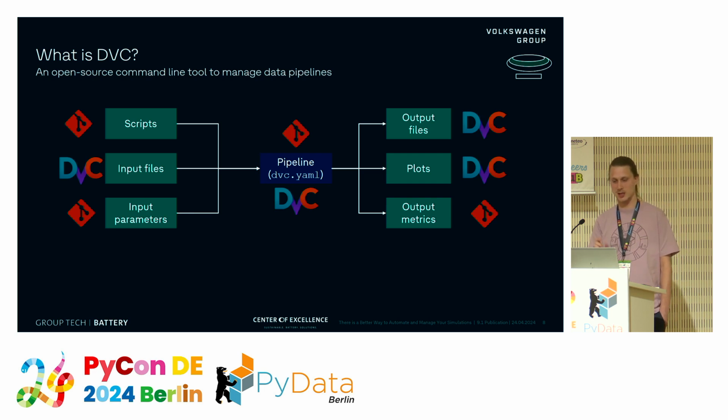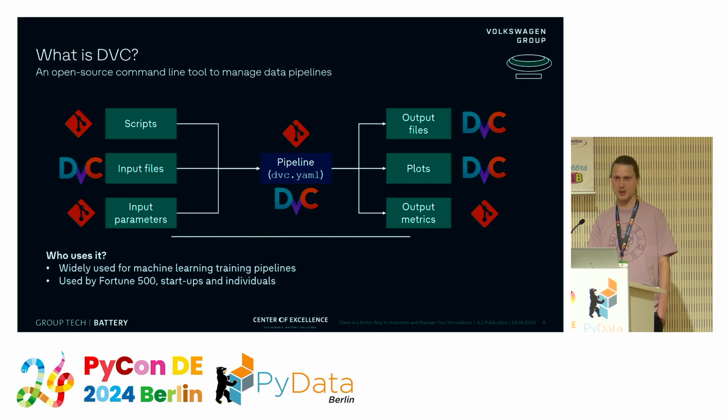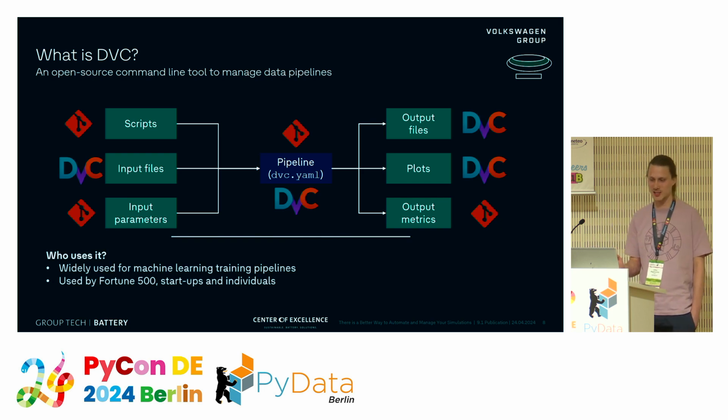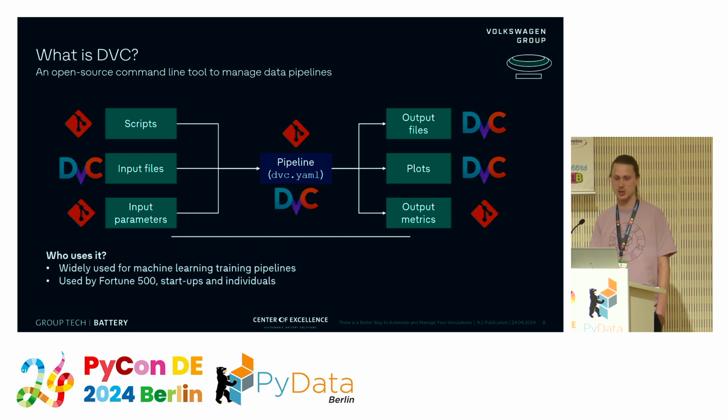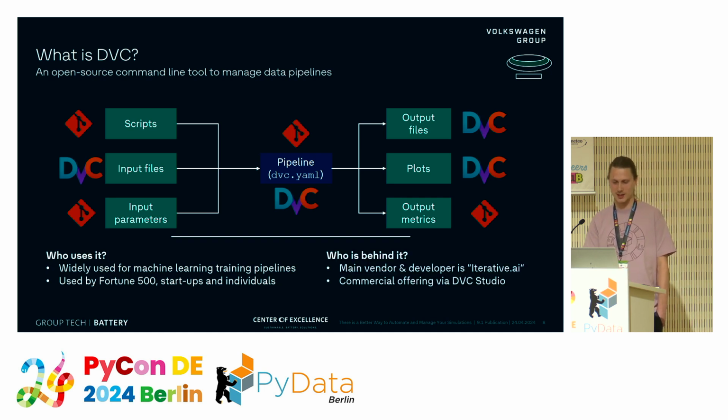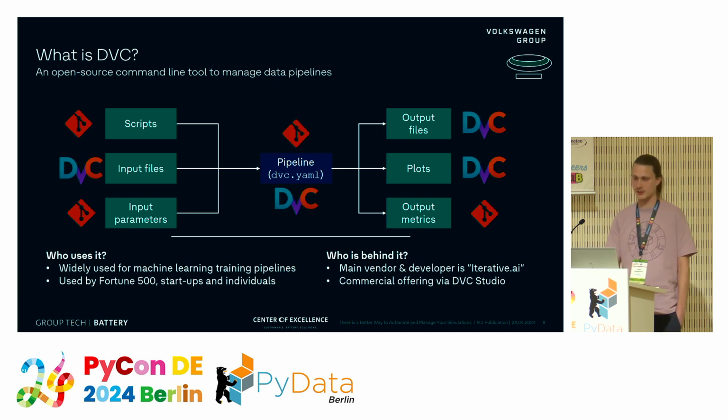Additionally, you can declare a pipeline in the DVC YAML file. Later I'm going to show you how to do this. And then you can execute this pipeline very nicely. So who uses it? I think there are over 10,000 people using it on GitHub. It's really widely used in machine learning, used by Fortune 500 companies, startups and individuals. And who's behind it? The main vendor and developer is Iterative AI, and they also have a commercial offering called DVC Studio. However, we are not going to use this in this presentation.